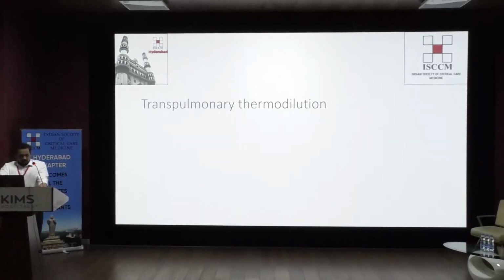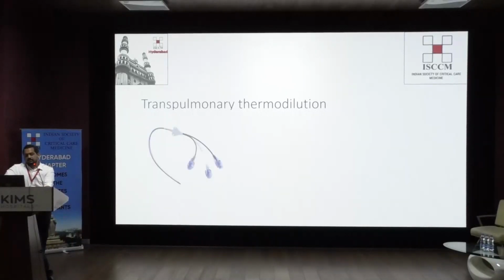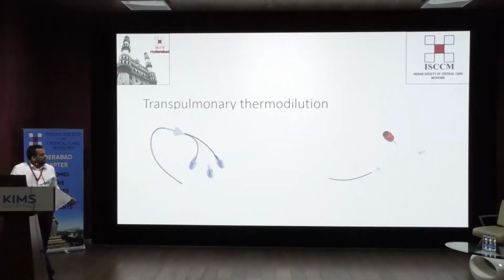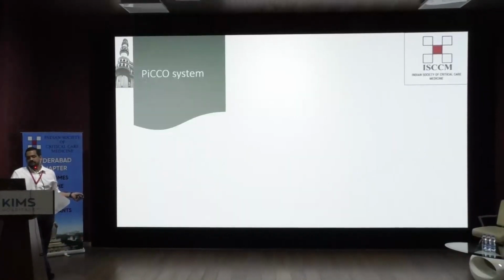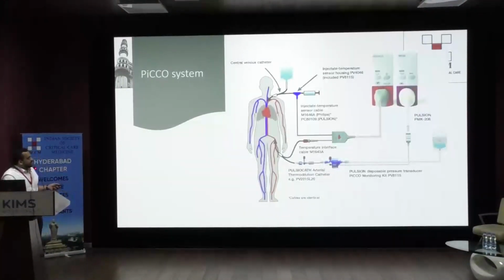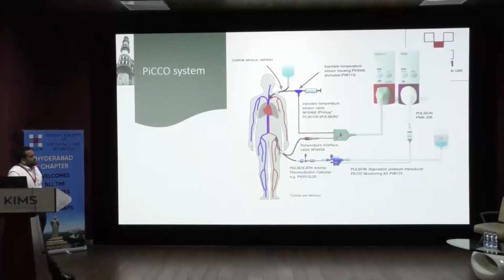In the next slides I'll tell you what is meant by transpulmonary thermodilution. You need to insert 2 catheters specifically for transpulmonary thermodilution. One is your central line, which should have a thermistor port, and then an arterial line also, which is specific for the PiCCO. It comes with a temperature sensor here, you can see this one. These 2 things are mandatory to have a PiCCO. This is how the PiCCO system looks on a real-time patient.